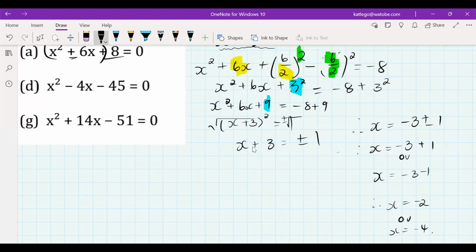Okay. And then we just took our 3 over, it became negative, and then you say, so x is either negative 3 plus 1 or it's negative 3 minus 1. So that plus minus. Oh, okay. So, ma'am, you're basically solving for x. Yes, ma'am. Okay. Thank you very much, ma'am.